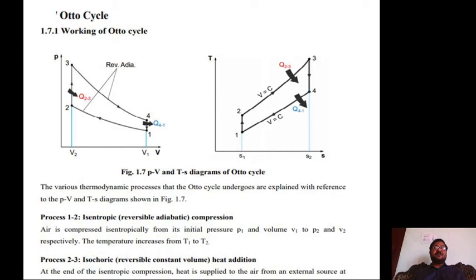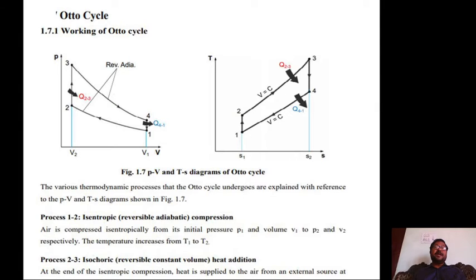There may be pressure versus volume, or pressure versus temperature. All 3 terms can be correlated as required. That I said in the first derivation itself. Air is compressed isentropically from its initial pressure P1 and volume V1 to P2 and V2 respectively. The temperature increases from T1 to T2.